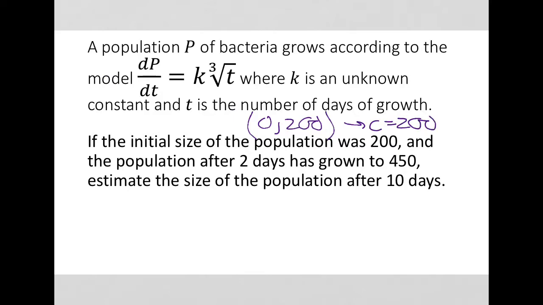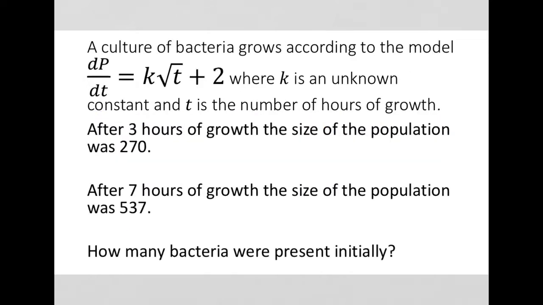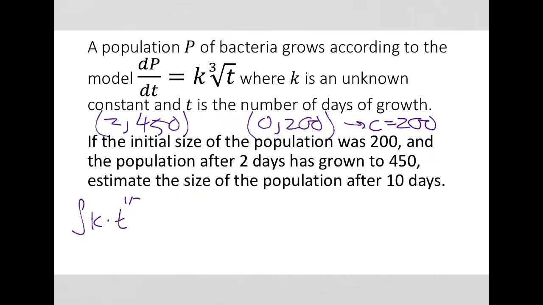And we know that the population after 2 days has grown to 450, so we know that we have the point 2, 450 on our population equation. So we need to integrate this. So we're integrating k times t to the 1/3 with respect to time. And so when we do that, what do we do?